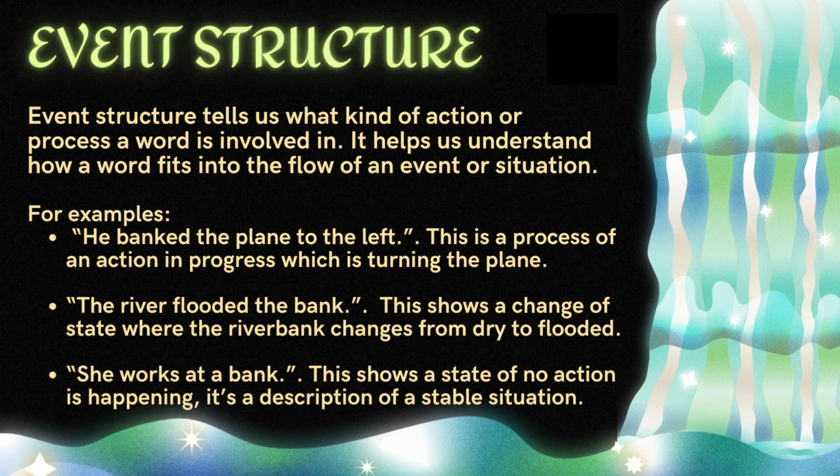Lastly, she works at a bank. This shows a state where no action is happening. It's more of a description of a stable situation. Event structure classifies these differences. It tells us what kind of event is involved. It can be action, process, state, and change. It also tells us how a word relates to time and change, as well as how it connects to the roles of people or things in the sentence.